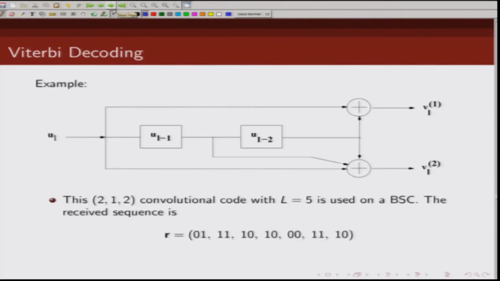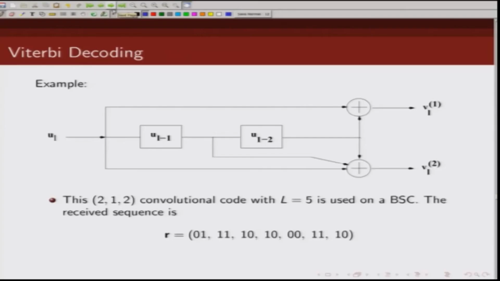So, let us come to an example to show how we compute the partial path metric, how we choose the best surviving path, and how we eliminate other paths which do not give us the best path metric. Let us take an example of a rate 1/2 code which has memory 2. This is the encoder of the rate 1/2 code. We are given that the number of information bits was 5.